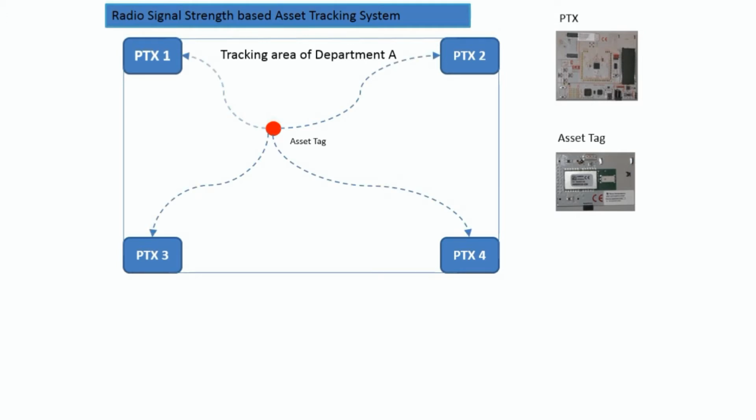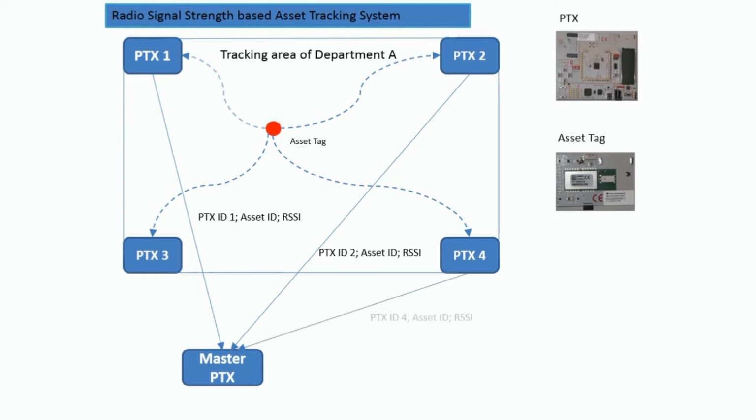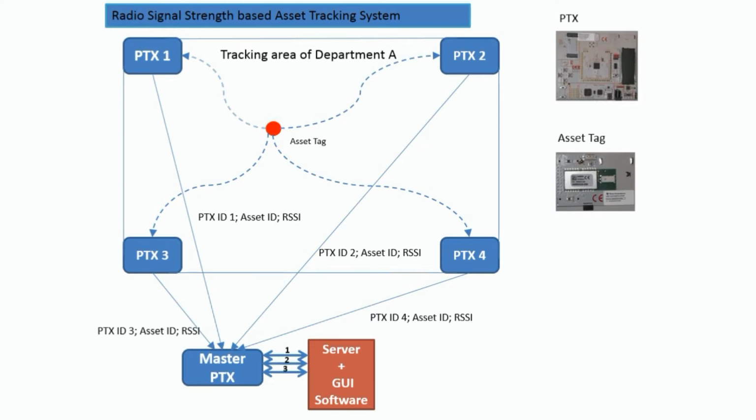Now, the PTX device will receive these signals and calculate RSSI from the received signal. Each PTX device will generate a frame which contains PTX ID, asset ID and RSSI. Then it will send it to the master device. The master device will forward each received frame to the server which runs the GUI software. The GUI software will estimate the location of the specific asset and display it on the particular department map.